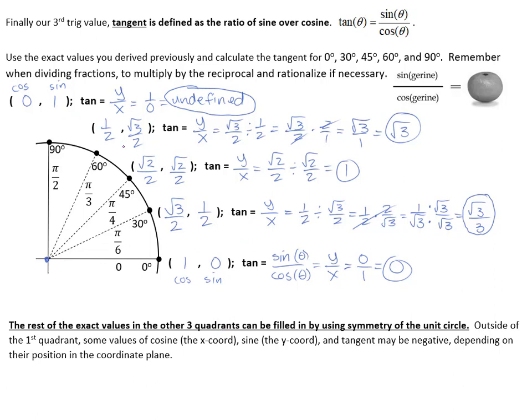So here are all of our sine, cosine, and tangent values in the first quadrant. The rest of the values in the other three quadrants can be filled in using symmetry on the unit circle. Outside of quadrant 1, though, we do need to be careful that some of our coordinates, like x (cosine), y (sine), and tangent, the ratio of those two, might be negative depending on their position in our coordinate plane. We'll learn about those more in the next video.